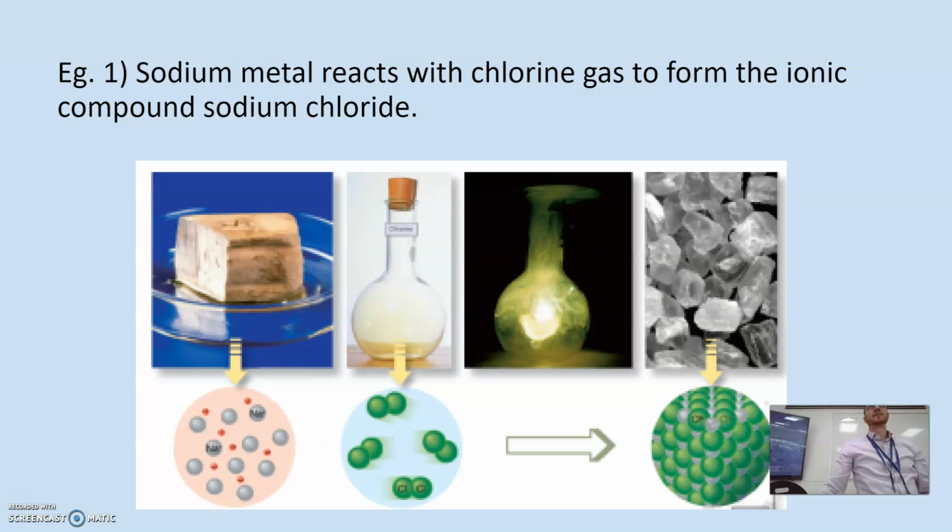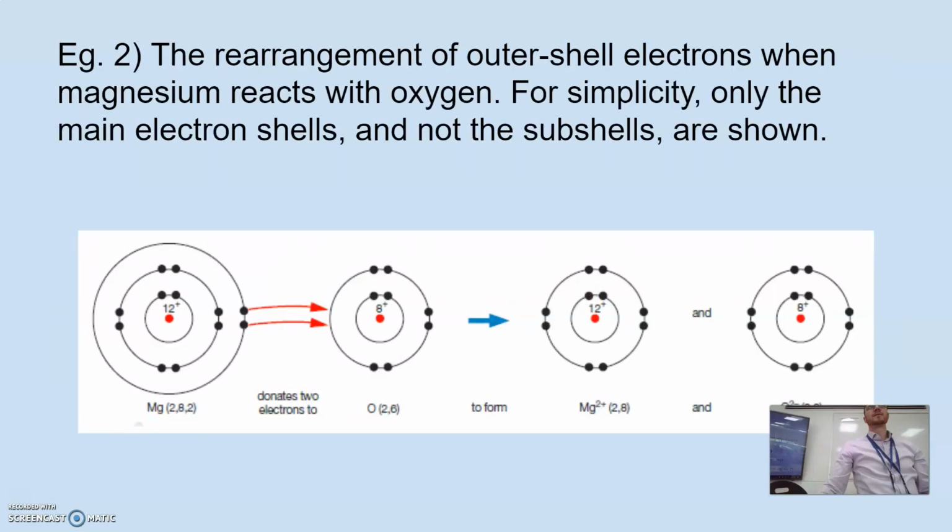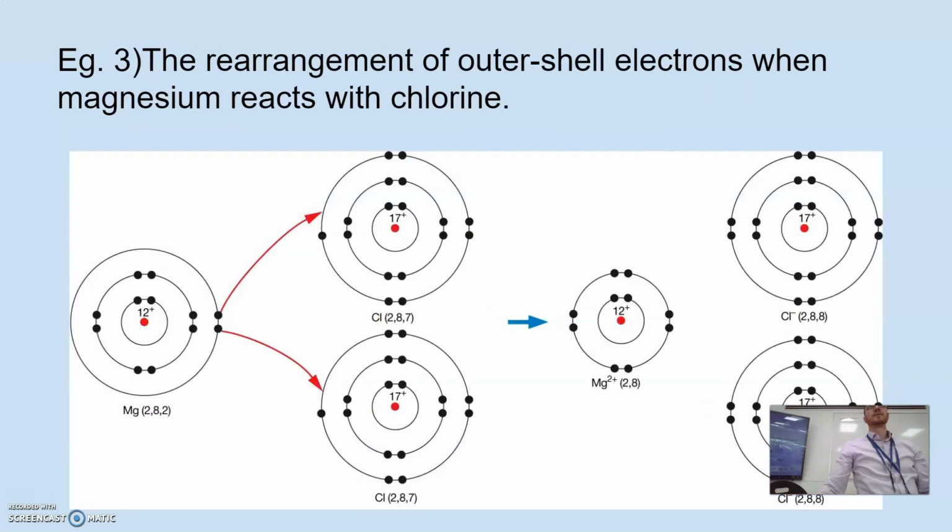This should look fairly familiar from last year, for those who did chem. Sodium donates 1 electron to chlorine, and goes to our ions. The electron configuration is the same as the nearest noble gas. Magnesium, similar. Donates 2 to oxygen to form magnesium oxide. If we have magnesium chloride, it's MgCl2. It's going to donate 1 electron to each chlorine atom, and there is a force of attraction between the ions.